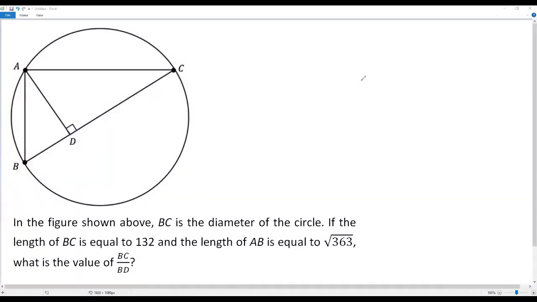Here we have a SAT math problem. Okay, let's go to the question. In the figure shown above, BC is the diameter of the circle. If the length of BC is equal to 132 and the length of AB is equal to square root of 363, what is the value of BC over BD?